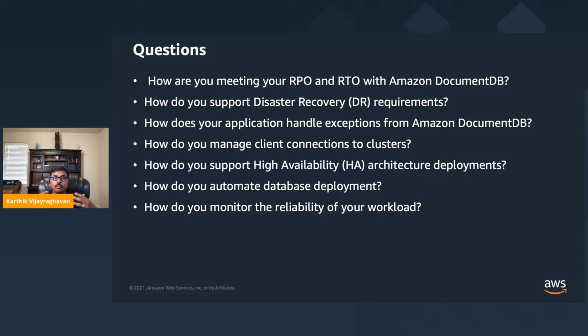And then how do you automate your database deployment? Do you use CloudFormation? Do you use SDK, AWS SDKs? Or some customers do use Terraform. It's all acceptable, but as long as you have a plan for that automated deployment, so that if you want to spin up a cluster in any environment, you should be able to do it without requiring a manual effort there. And lastly, how do you monitor the reliability of your workload?